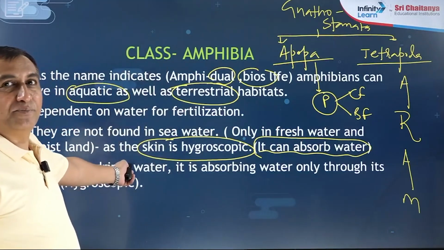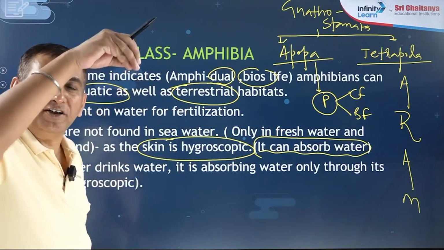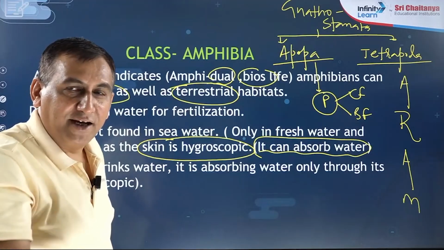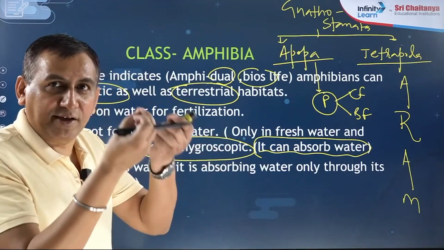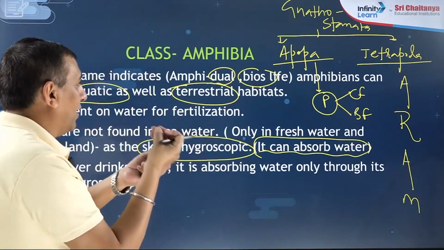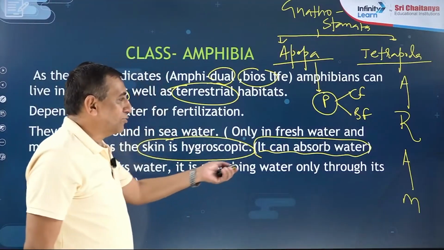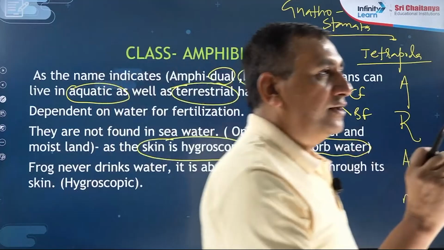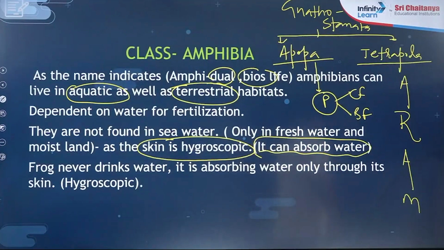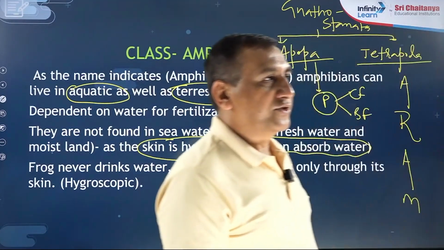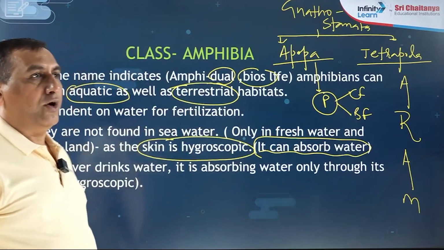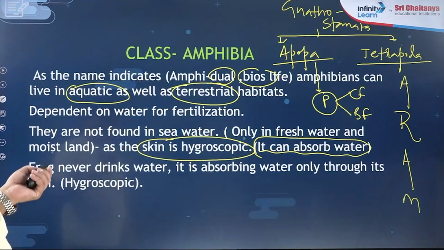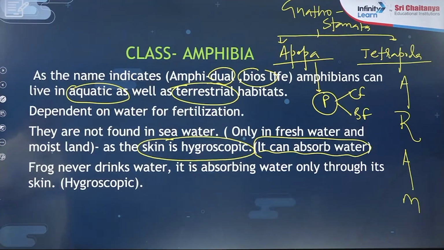In excessive winter and excessive summer, it goes deep in the soil. They come out only when water is coming, when rain is coming. Why are the frogs found only in fresh water, not in the marine water? Because in frog, the skin is capable of absorbing the water. So that is why they are found only in the fresh water. They are not found in the marine water.